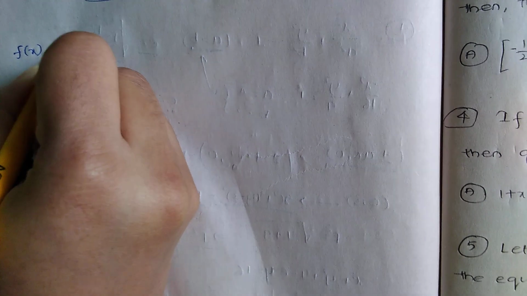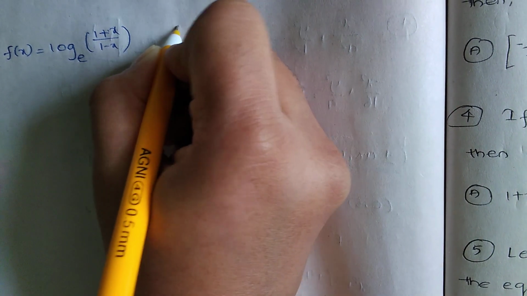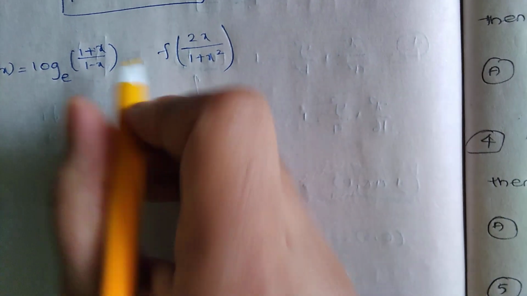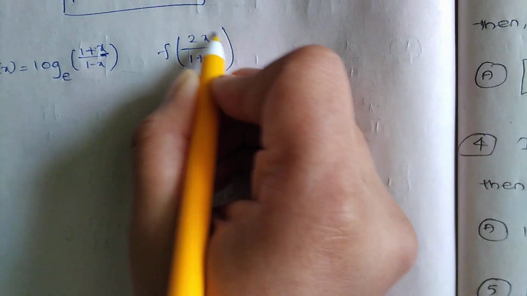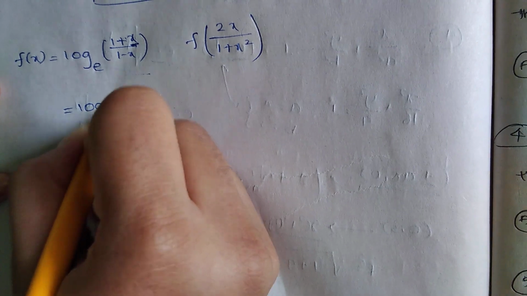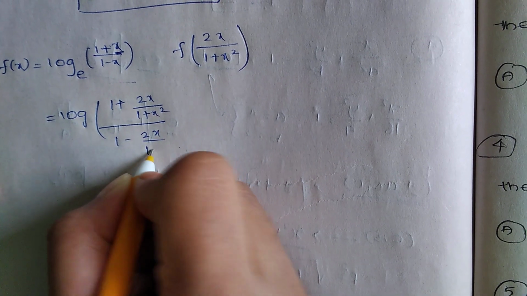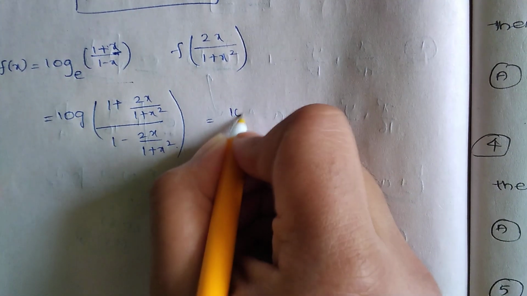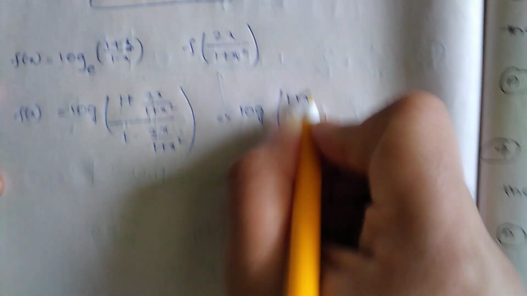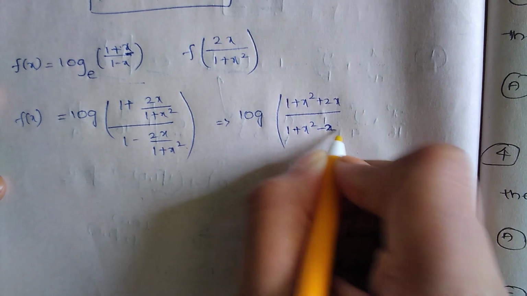f of x is log base e of (1 plus x) by (1 minus x). They are asking the value of f of 2x by (1 plus x square), right? Now replace this x with 2x by (1 plus x square) in this equation. What do you get? Log of (1 plus 2x by 1 plus x square) by (1 minus 2x by 1 plus x square). This implies log of (1 plus x square plus 2x) by (1 plus x square minus 2x).